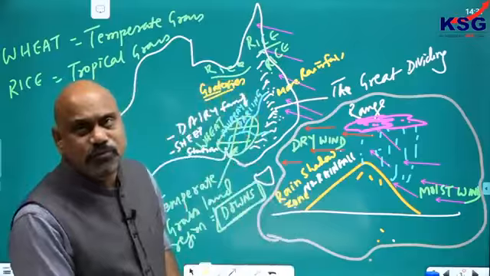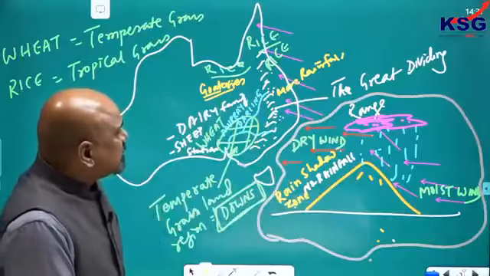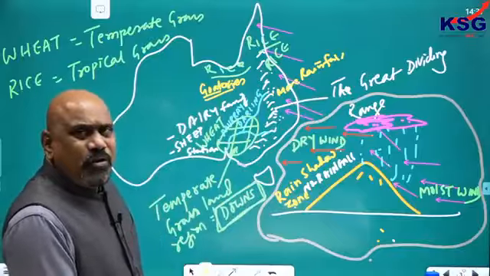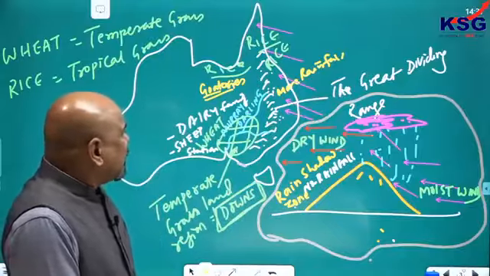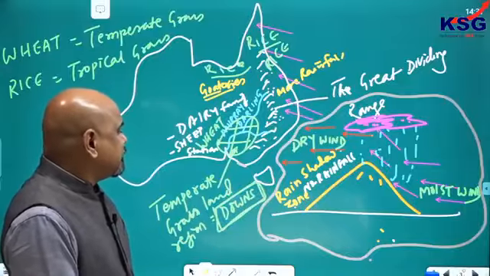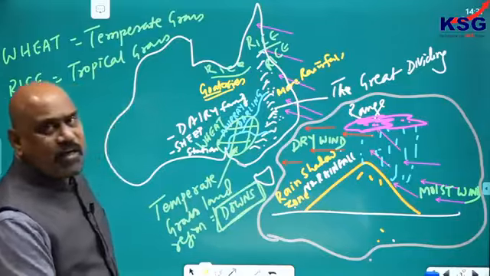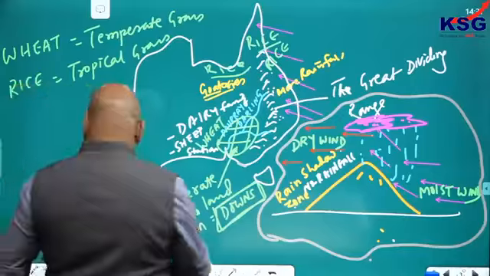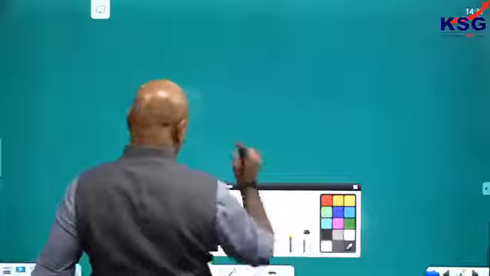Is it clear to you? Yes. So you got it about Australia now, that Australia has this type of characteristics. Australia also has some desert areas. Let me show you what those deserts of Australia are. You will see now. Let me draw the map of Australia again.